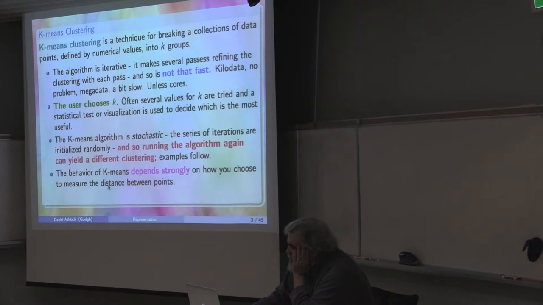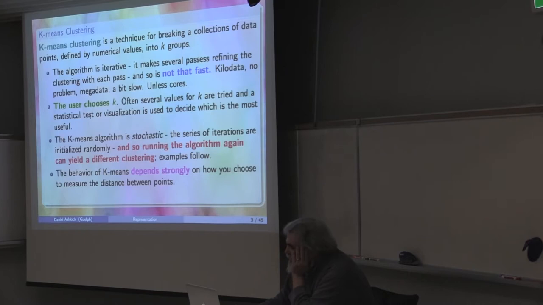Now one problem is that the user has to say how many clusters there are, and there are lots of patches for that. People will try a bunch of values of k, and they'll use a statistical test or visualization to decide which is the most useful. There's a lot of talk about finding needs that makes it sound a bit like a cross-country team. So the k-means algorithm is also stochastic. The series of iterations are initialized randomly, and so running the algorithm again can yield different clustering, and I'll have some examples of that happening in a sort of an annoying way.